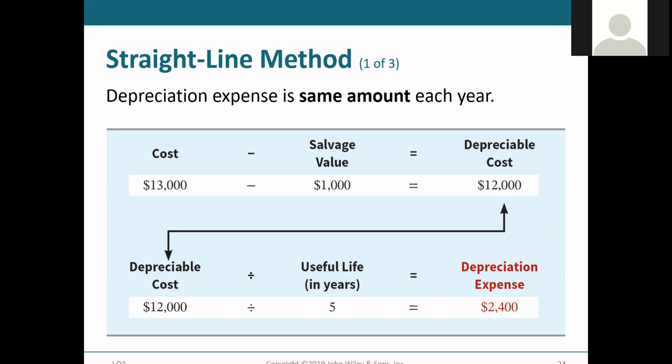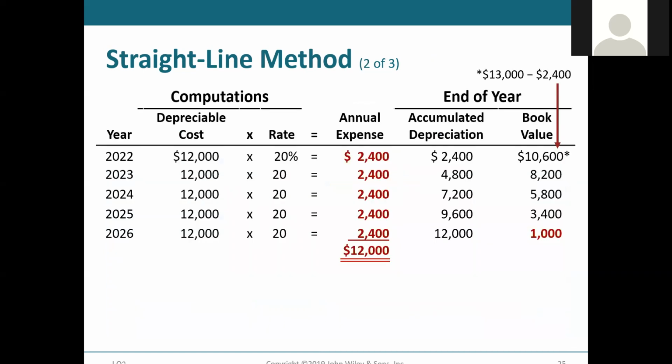Straight line method. Paid $13,000 for the truck. Salvage value $1,000. We think someone's going to give us $1,000 when this thing is fully depreciated in 5 years. So we're depreciating $12,000 a year divided by 5 years. Every year, we're going to make the same journal entry. We're going to debit depreciation expense and we're going to credit accumulated depreciation. You never credit the original cost of the asset unless we're getting rid of the asset, okay?